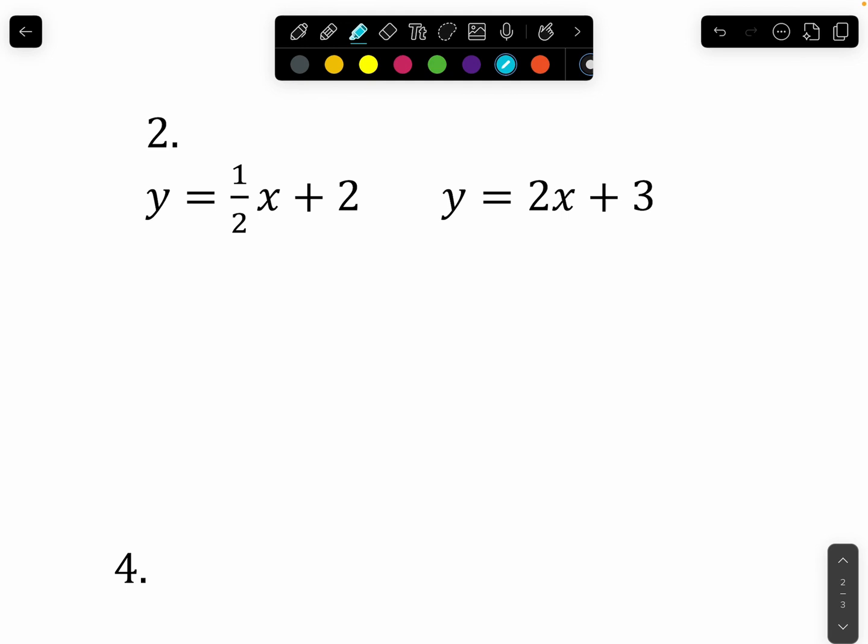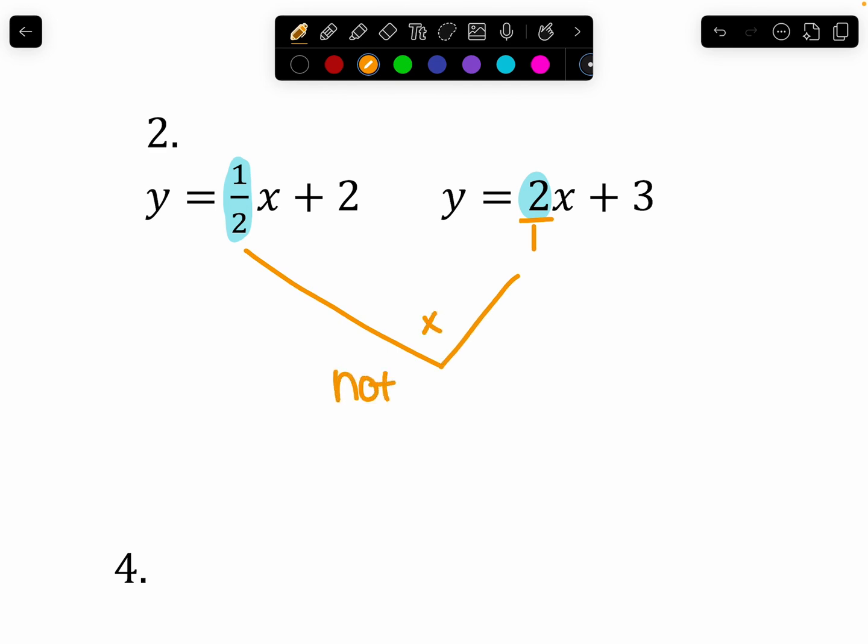When I look at example 2, these lines are also in slope-intercept form, so I know their slope, it's right here and right here. Those are not the same. I have a 1/2, and this is technically 2/1. Those are not the same, so these lines would not be considered parallel.